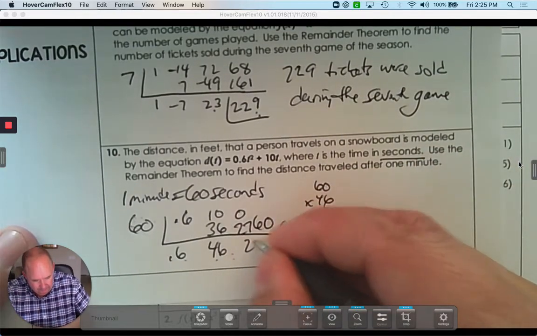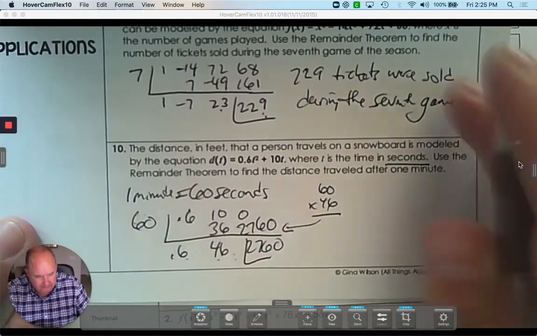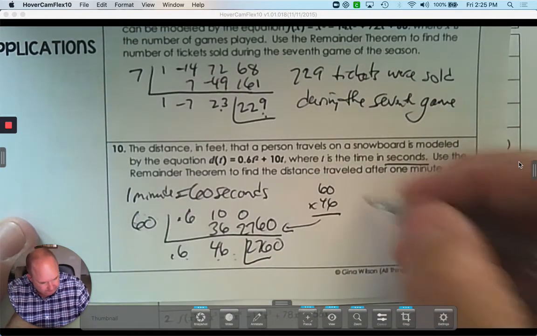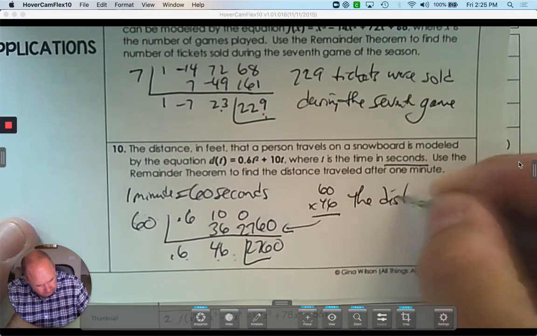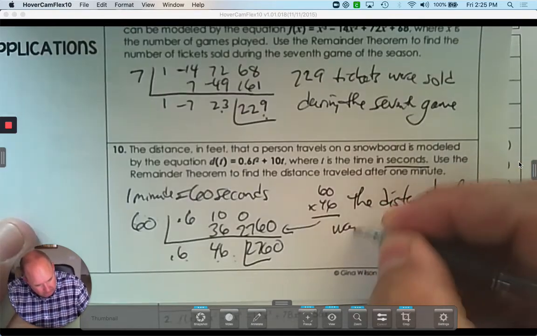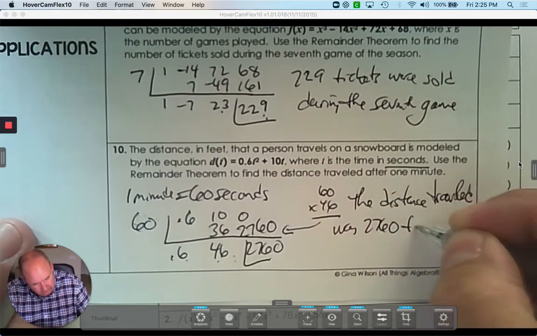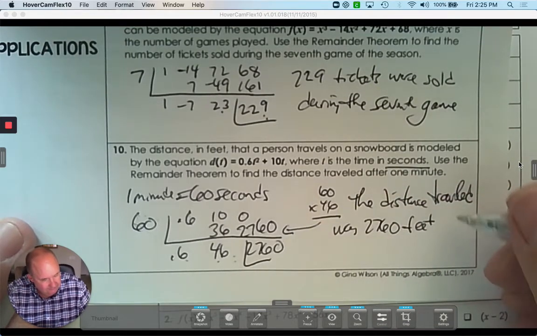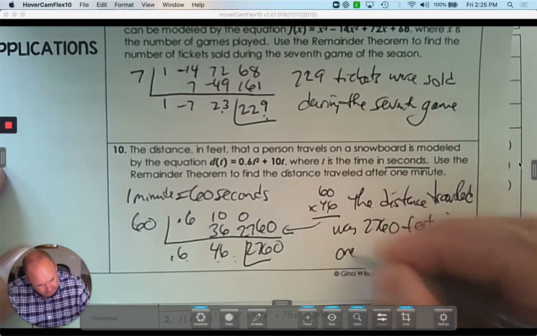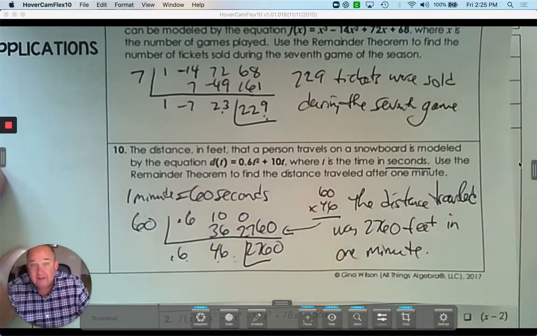Add this up. What did I just find? So the question is the distance traveled. So the distance traveled was 2,760 feet in 1 minute. Great job.